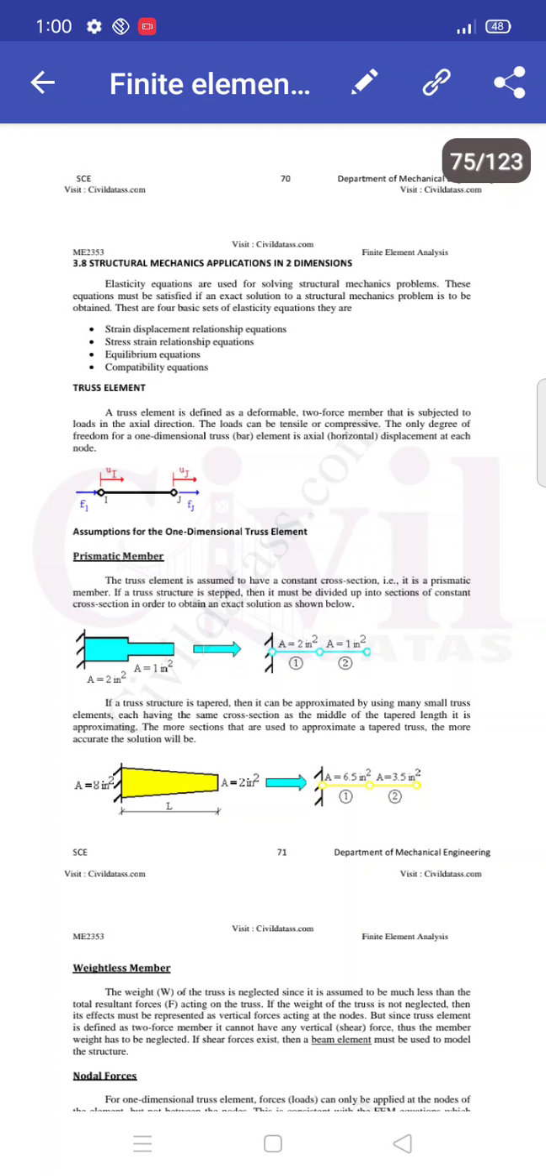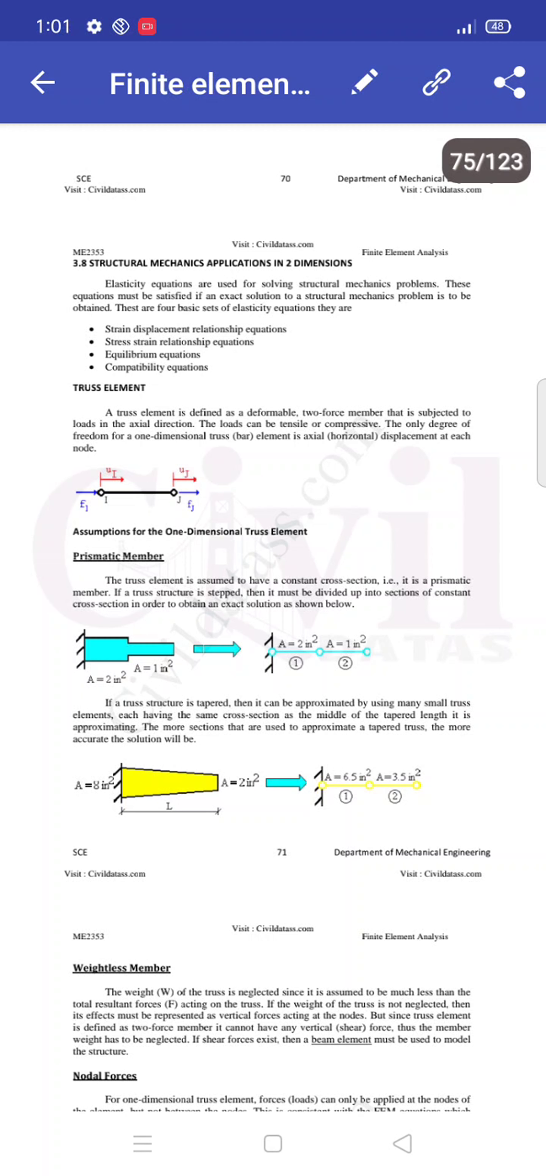For truss element, a truss element is defined as a deformable two-force member that is subjected to loads in the axial directions. The loads can be tensile or compressive. The only degree of freedom for a one-dimensional truss, that is bar element, is axial, that is horizontal displacement at each node.